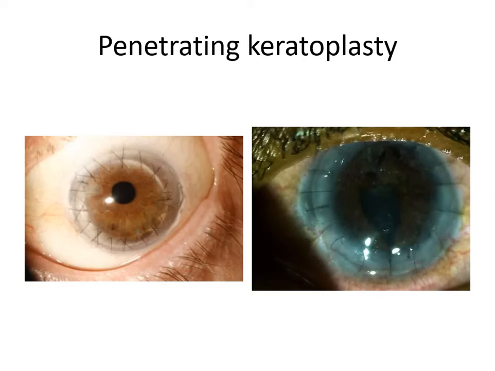If the endothelial count falls below 800, the patient will develop bullous keratopathy. So the aqueous will enter into the stroma and the stroma will become ground glass, as you are seeing here in this case.